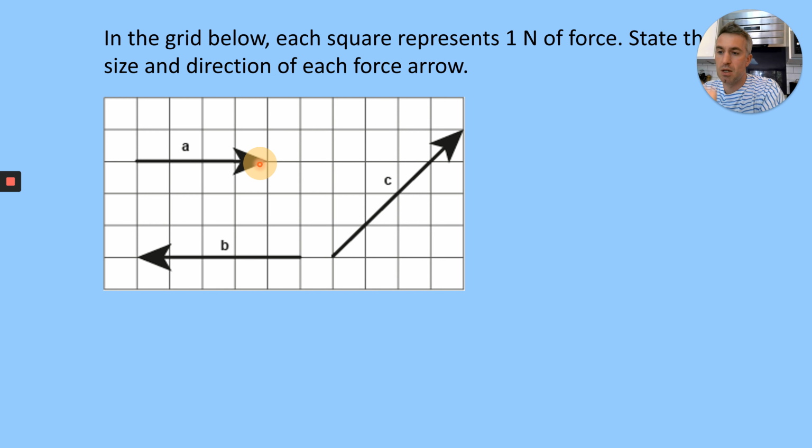The direction is, where's my pen? So 1, 2, 3, 4, and we've got our compass. East. 4 newtons to the east. Can you work out what B and C are? Do it. Write it down. Excellent.